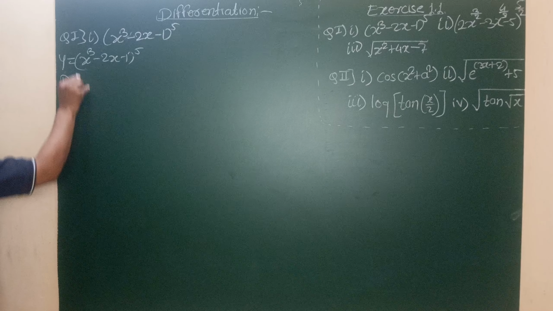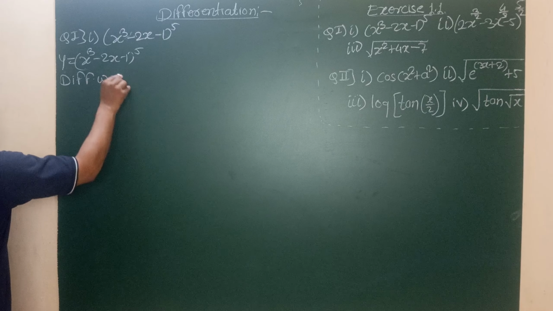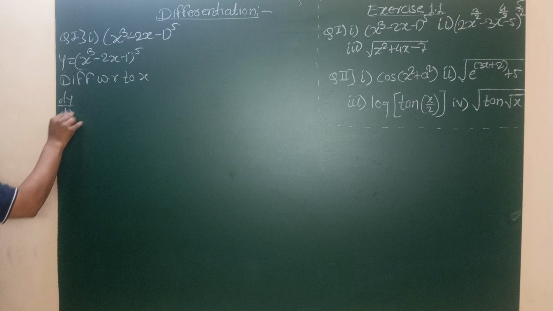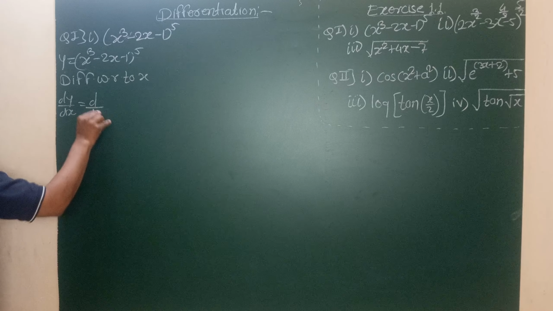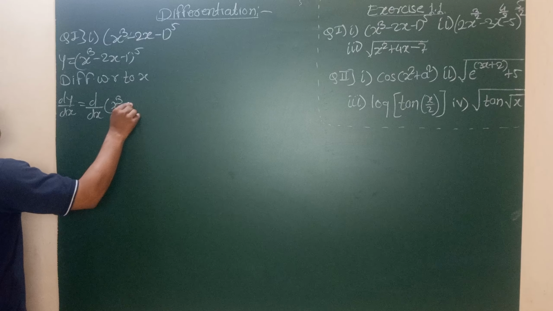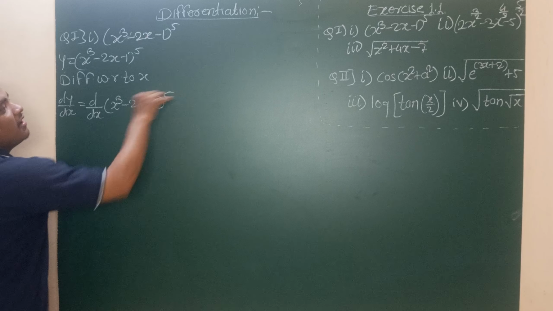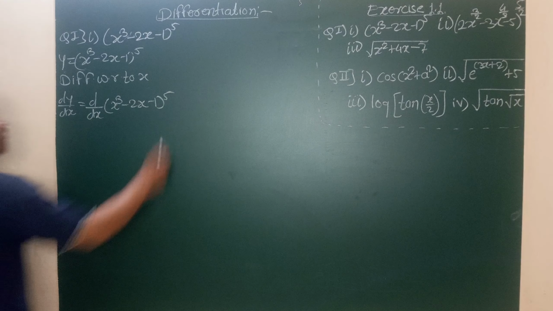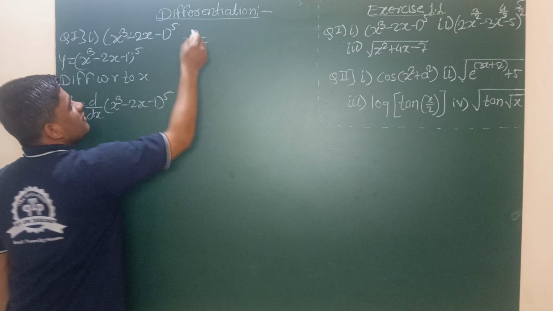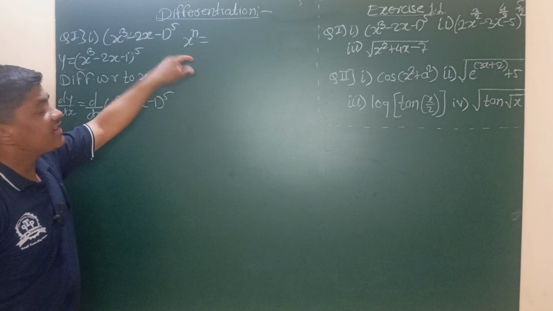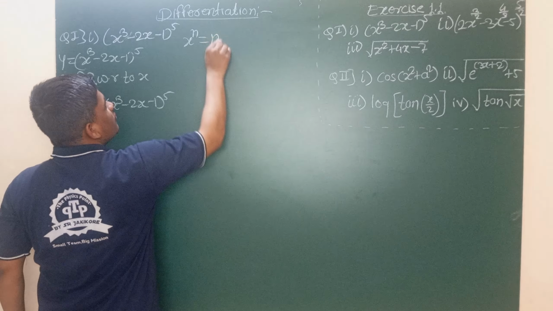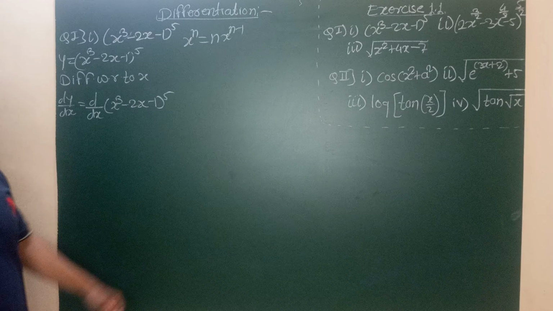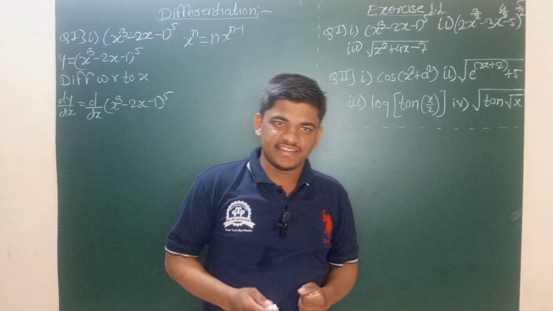Differentiate the function with respect to x. Now dy by dx is equal to d by dx of x cube minus 2x minus 1 bracket raised to 5. Apply the x raised to n formula. What is the formula? Differentiation of a function x raised to n is equal to n into x raised to n minus 1. This is the formula to differentiate functions which have n as the index.